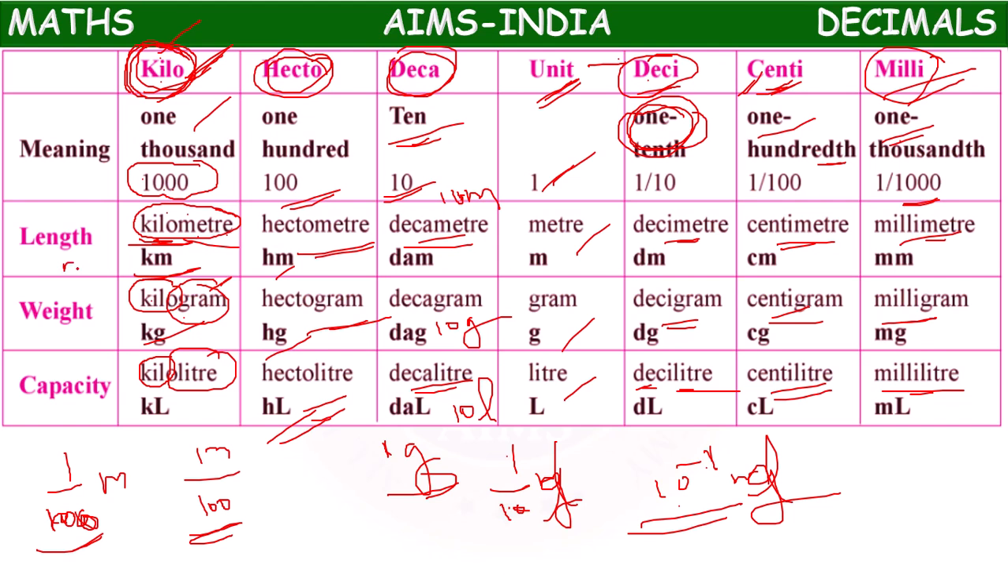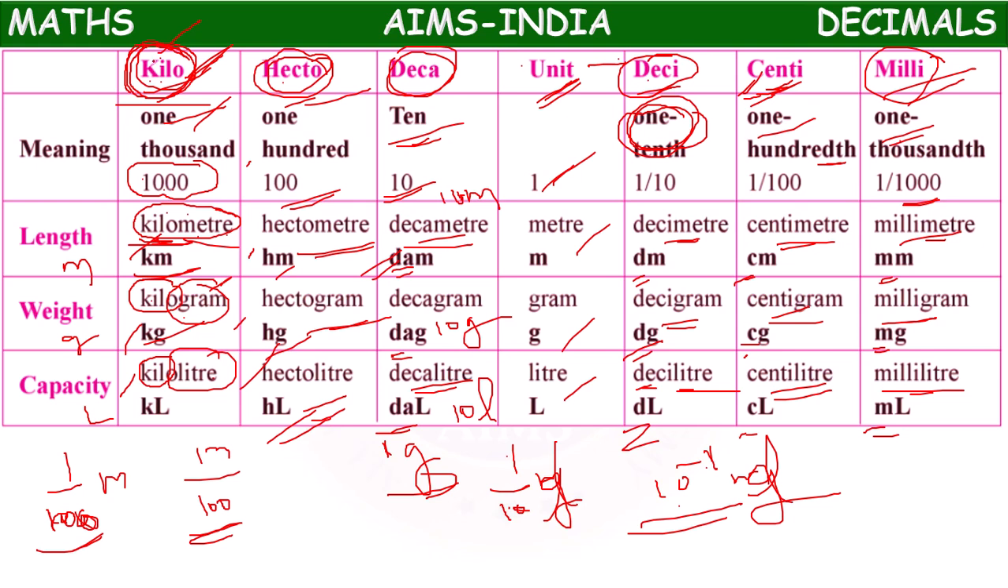The symbol for meter is m, the symbol for gram is g, the symbol for liter is L. Kilo stands for k. Hecto stands for small h. Deca stands for small da. Unit means nothing. Deci stands for small d. Centi stands for small c. Milli stands for small m. Like that, we have some suffixes and prefixes for conversion of units.